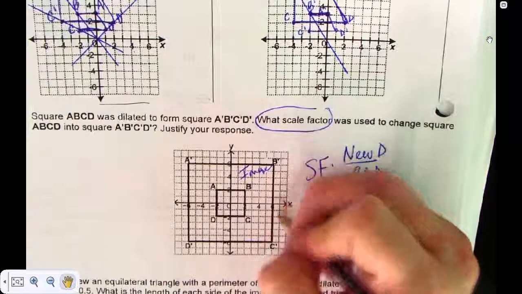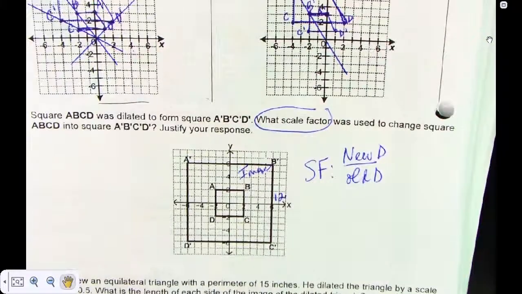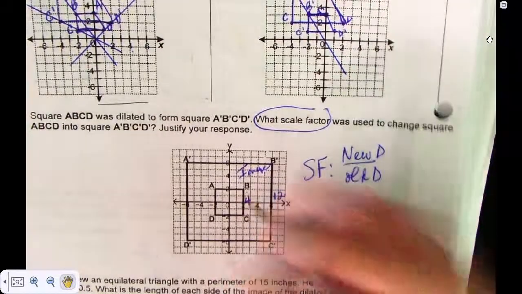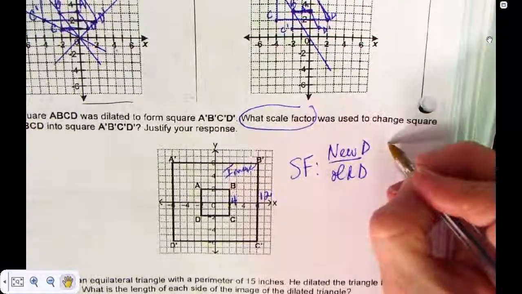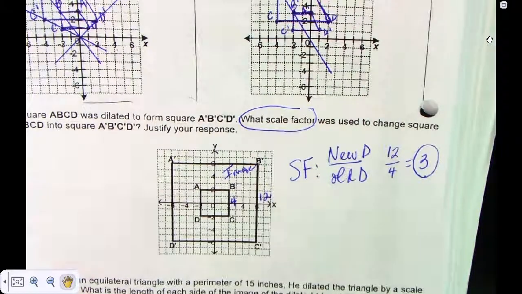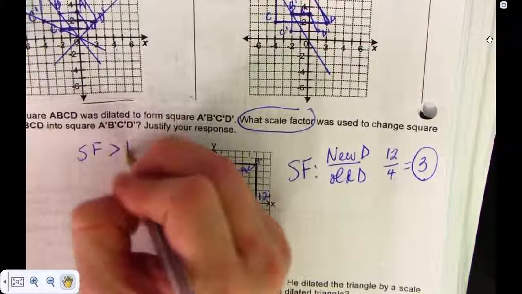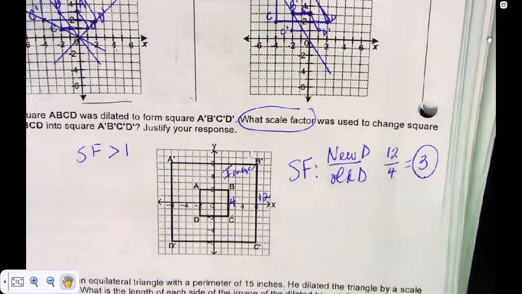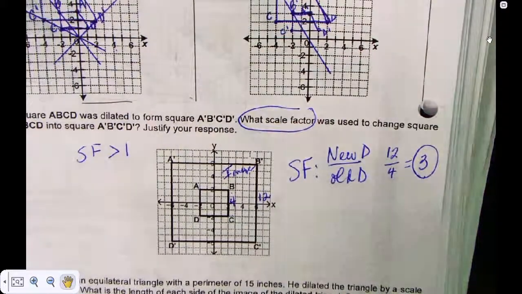This is the image. So Kristen counted and she got 12 on B prime, C prime. Okay? What is BC? 4. So what am I going to go put over here? 12 over 4, which is 3. Okay, it got larger, didn't it? So we knew the scale factor had to be more than 1. We knew it had to be greater than 1 because it got larger. If it gets smaller, it's going to be less than 1. It's going to be a fraction, like 1/3, 1/2, 2/3, 3/4, 5/6. It's going to be less than 1 if it gets smaller. You still multiply, you just multiply by a fraction.